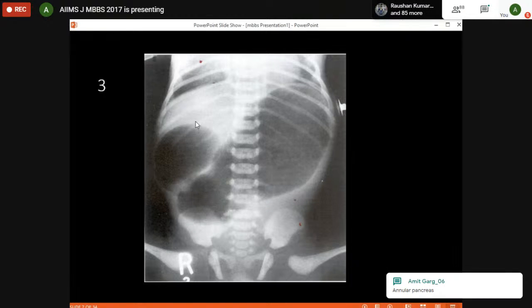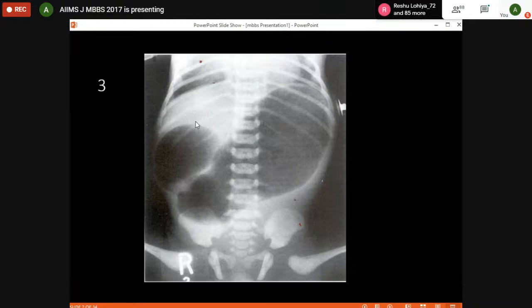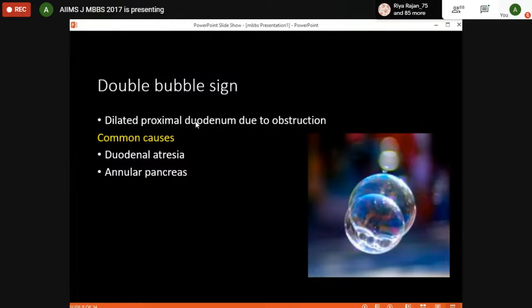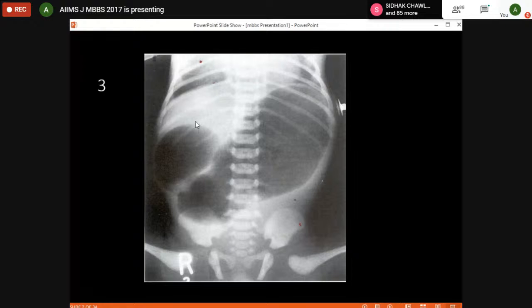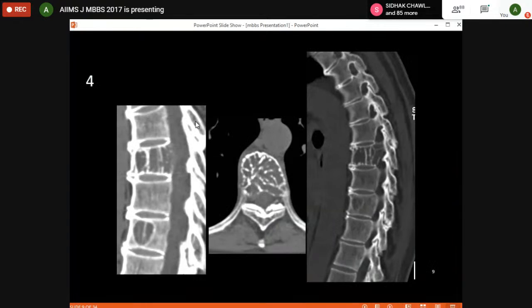So duodenal atresia would be an intrinsic cause. There can also be some extrinsic causes, meaning things which are coming from outside and compressing the duodenum. Good. Annular pancreas is another important cause. Yes. So duodenal atresia and annular pancreas are the common causes. This is clear. I think this was easy. Many of you could answer this, so it was nice. I'm happy. All right, another easy one, very easy one in fact.